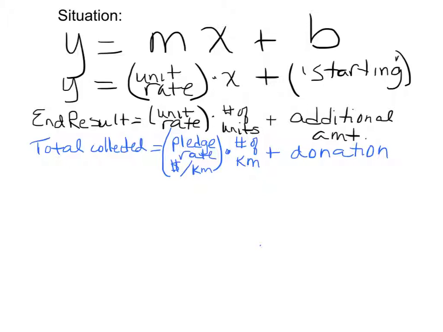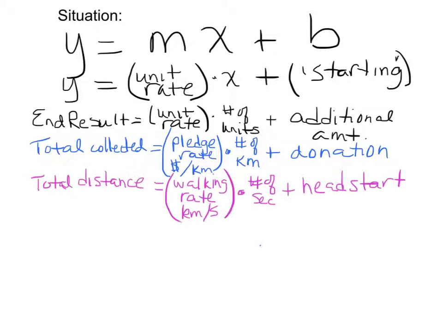In our walkathon problems, the total collected was equal to our pledge rate, which was measured in dollars per kilometer, times the number of kilometers, plus our donation. So the pledge rate, that's our m value, and the donation was our y-intercept. In our story of Henry and Emile, the brothers who were having the walking race, remember the total distance was equal to their walking rate, measured in kilometers per second, there's their slope, times the number of seconds, that was your input, your independent variable, plus some kind of head start, that's the y-intercept.